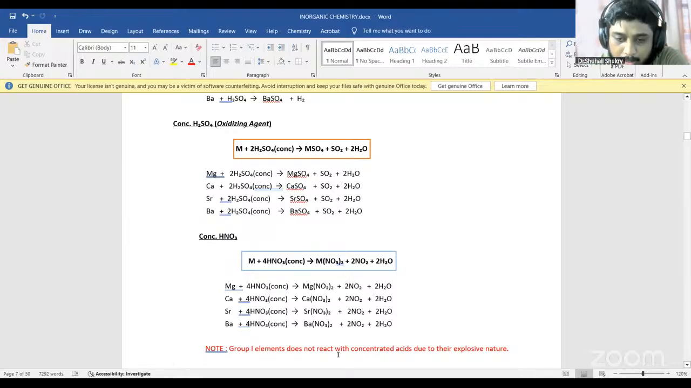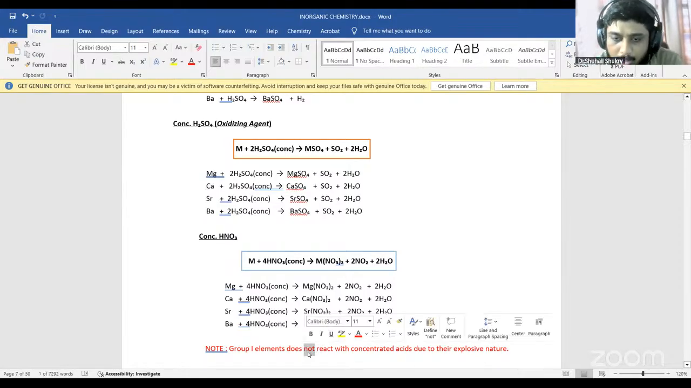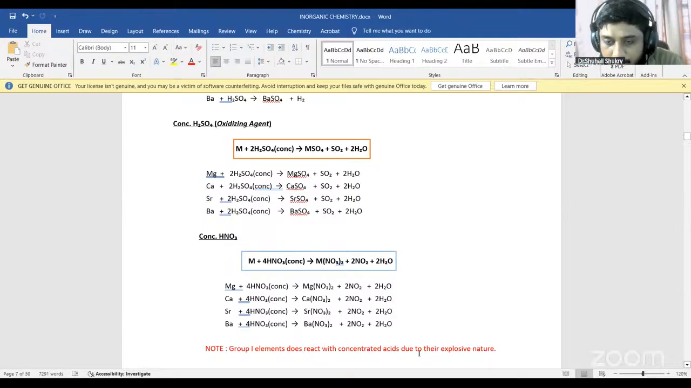Group 1 elements do not react with concentrated acids in a normal way. If group 1 elements react with concentrated acids, it will be with an explosive nature, therefore we don't write it. Can you understand now?